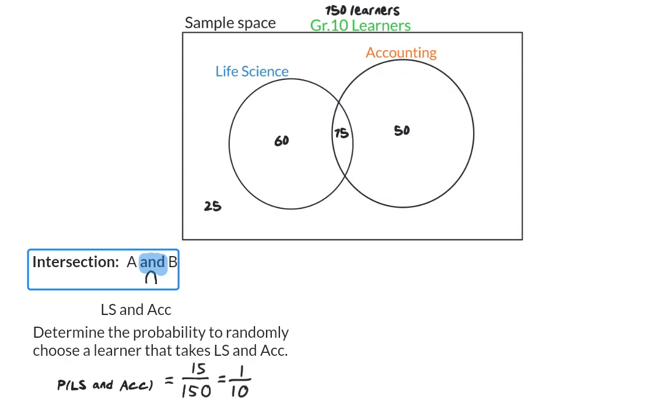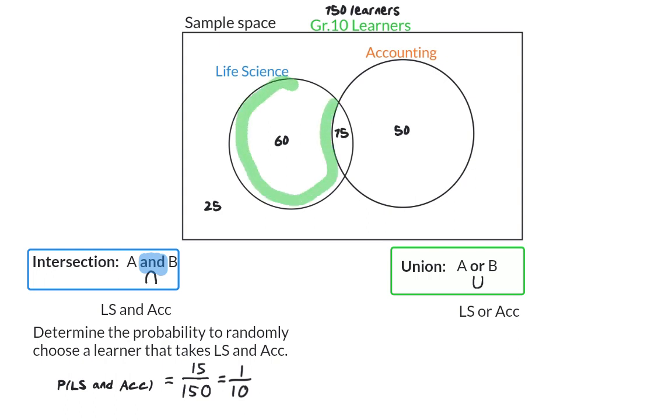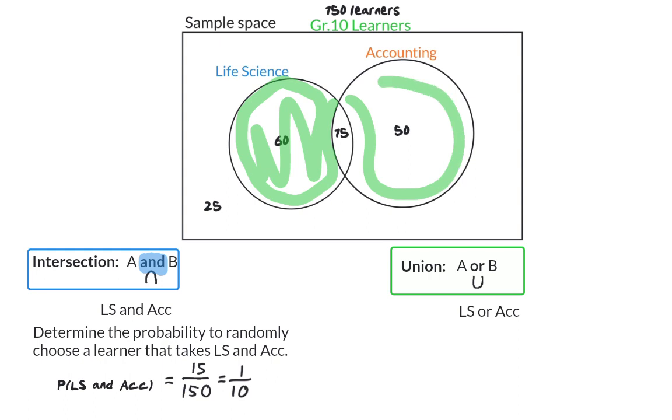The next concept we're going to have a look at is union, and this is A or B. Union also has a unique symbol. In our example, this will be life science or accounting, and this means the learner can take either only life science or only accounting, or even those taking both subjects, as these learners are part of the group taking life science and they are part of the group taking accounting. So the word "or" implies at least one of the two.